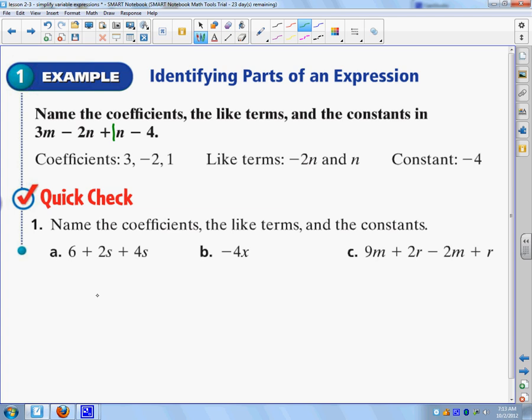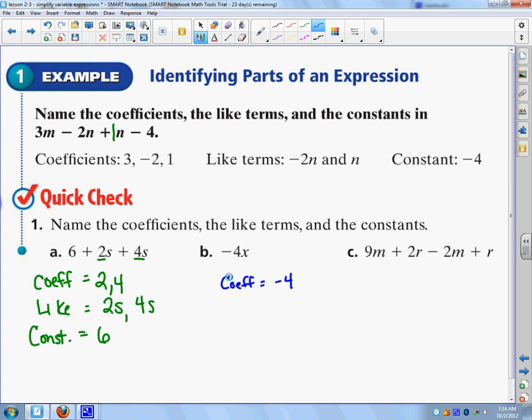All right, so for A, our coefficients are the numbers that are in front of a letter. So we have a 2 and a 4. 2 and 4 are my coefficients. Like terms are the 2s and 4s, and then my constant is 6. For the next one, I have a coefficient. Coefficient is -4. I have no like terms and no constants, so I just leave it there.